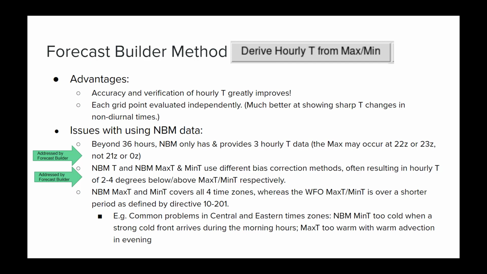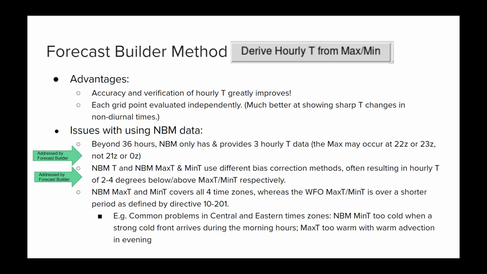The third issue with NBM data that most forecasters are not aware of is that the NBM max-T and min-T cover all 4 time zones, but the WFO max-T and min-T is over a smaller period as defined in the NWS directive. For example, the NBM min temperature time range goes to 18Z, while your local min temp time period does not extend that far out in time.